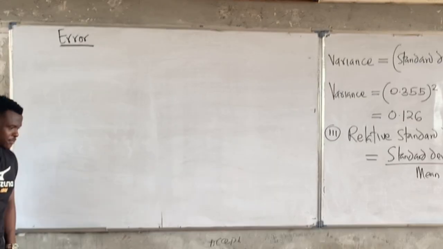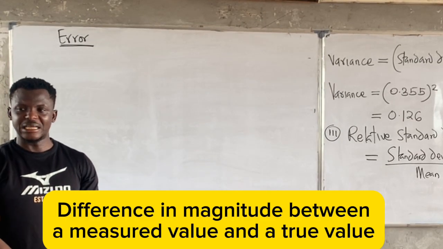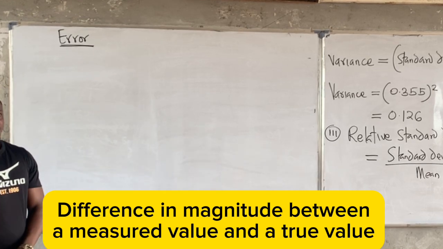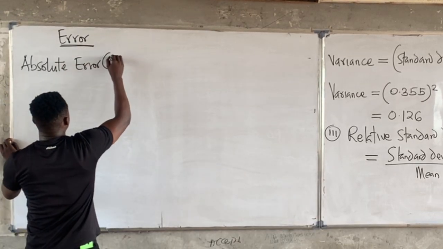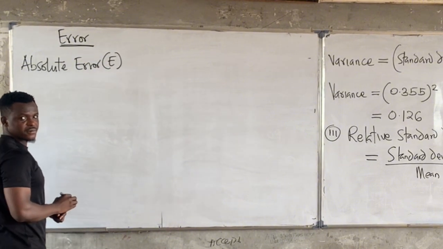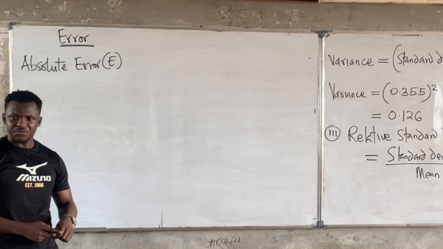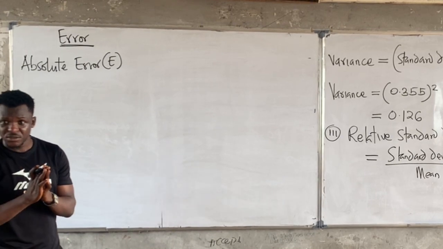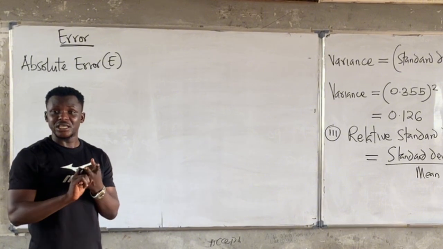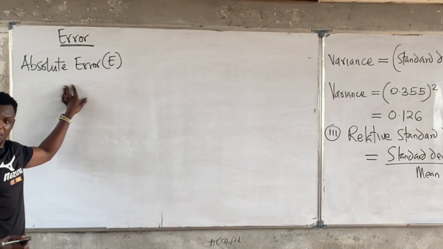Now, error is the difference in magnitude between a measured value and the true value. Now, absolute error has a symbol of E. Absolute error is not a type of error, it's just a form of error. When it comes to types of errors, we have three types: determinate error, indeterminate error, and gross error. So absolute error is not a type of error, but it's a form of an error.